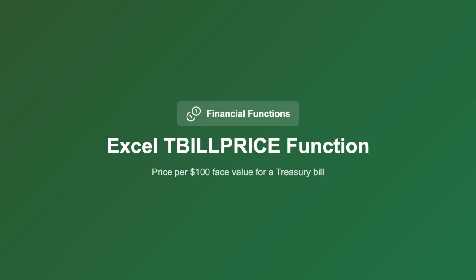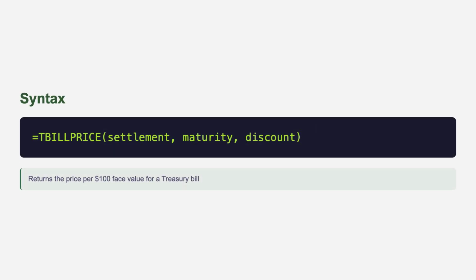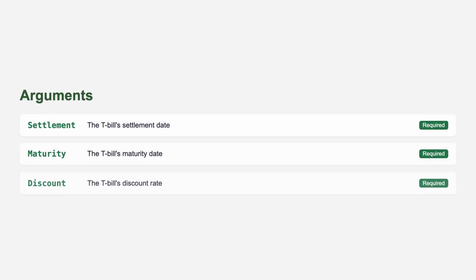Excel TBILLPRICE function. This function returns the price per $100 face value for a Treasury bill. It is one of Excel's built-in financial functions for working with U.S. Treasury bills. The syntax is TBILLPRICE with three parameters: settlement, maturity, and discount. All three arguments are required.